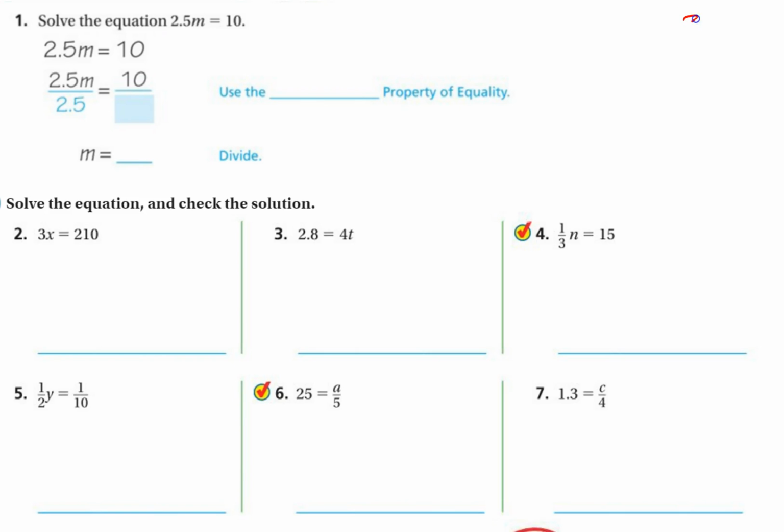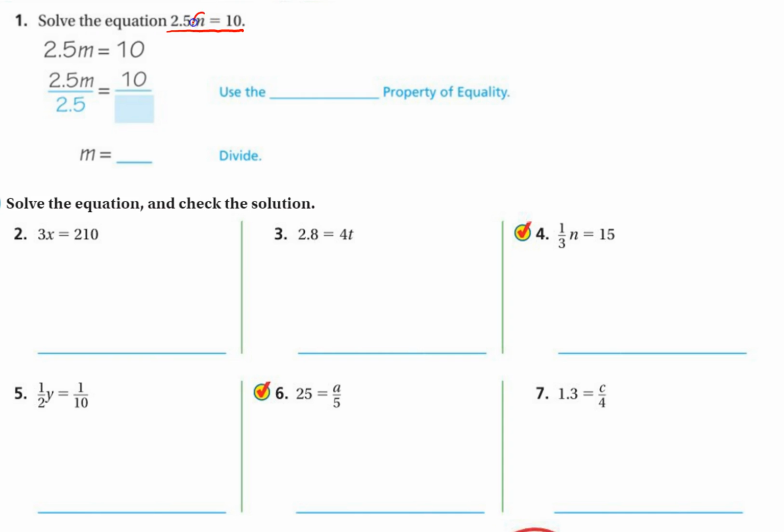All right, now I'm on the top of page 329. Pay close attention because these problems are just like the problems on your homework. So if you pay close attention here, you won't even need the homework videos because you'll understand what to do and you'll just do it. Okay, so it says solve the equation 2.5m equals 10.